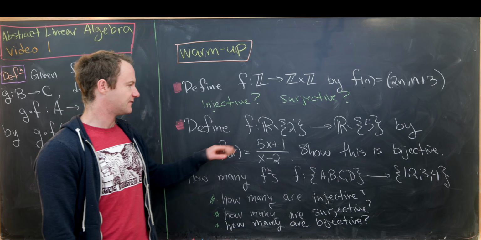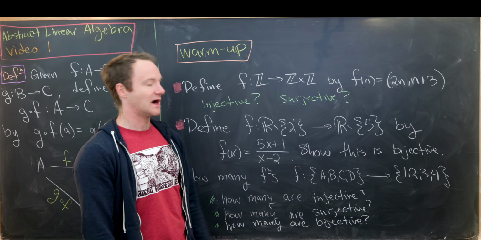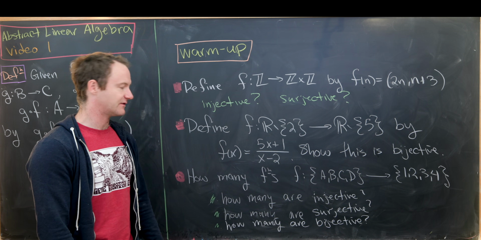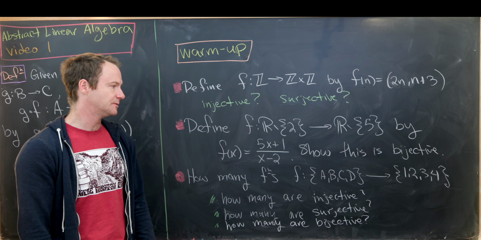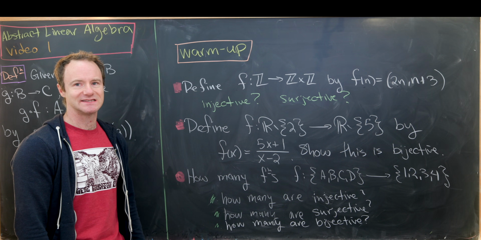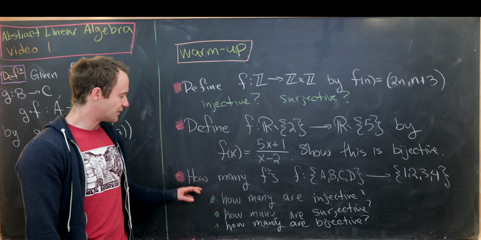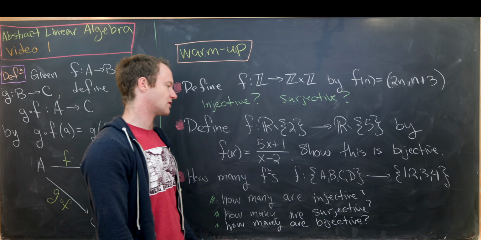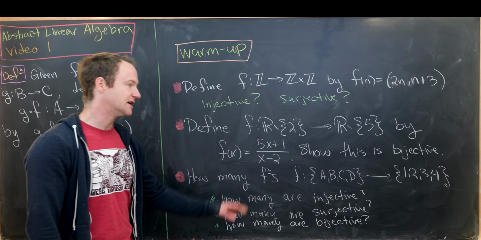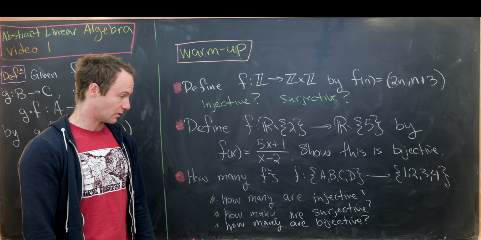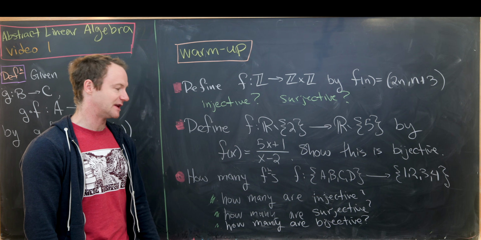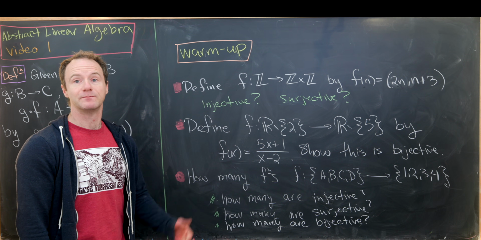Next, let's define a function f from R minus the number 2 to R minus the number 5 by f of x equals (5x+1)/(x-2), and show that that function is indeed bijective. Finally, we've got this nice counting problem. So that is to count how many functions there are from the set {A, B, C, D} to the set {1, 2, 3, 4}. Furthermore, how many of those are injective, how many are surjective, and how many are bijective? Okay, that's a good place to stop.